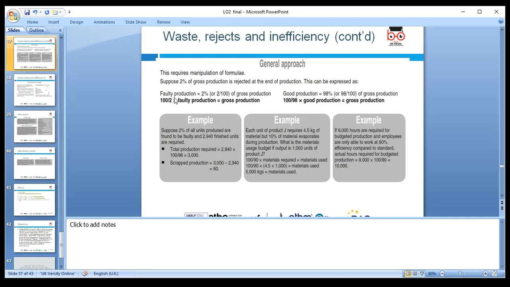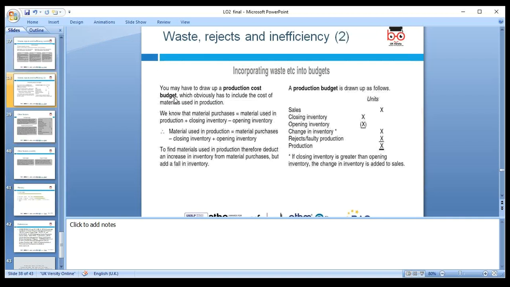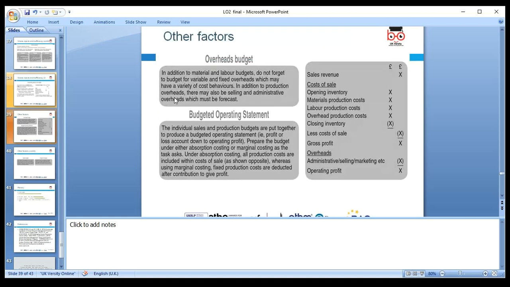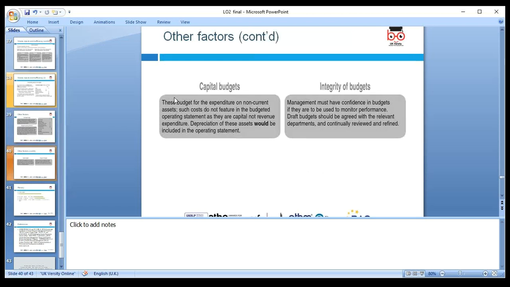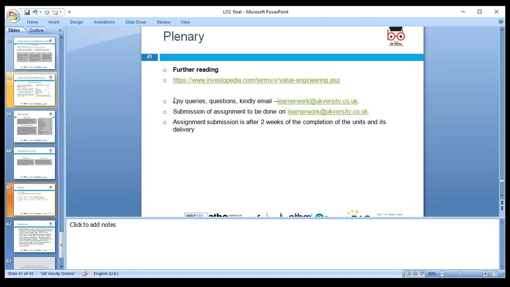Wastage, always keep in mind when you make the budget. And then we can incorporate waste into our budgets. We can prepare our production overhead budget, which is how many, and we can prepare the operating statement. Capital budget, which is about the capital and revenue expenses, a long term budget, and the integrity of the budget is being based on real figures. Okay, and I copied the link for you here as well.